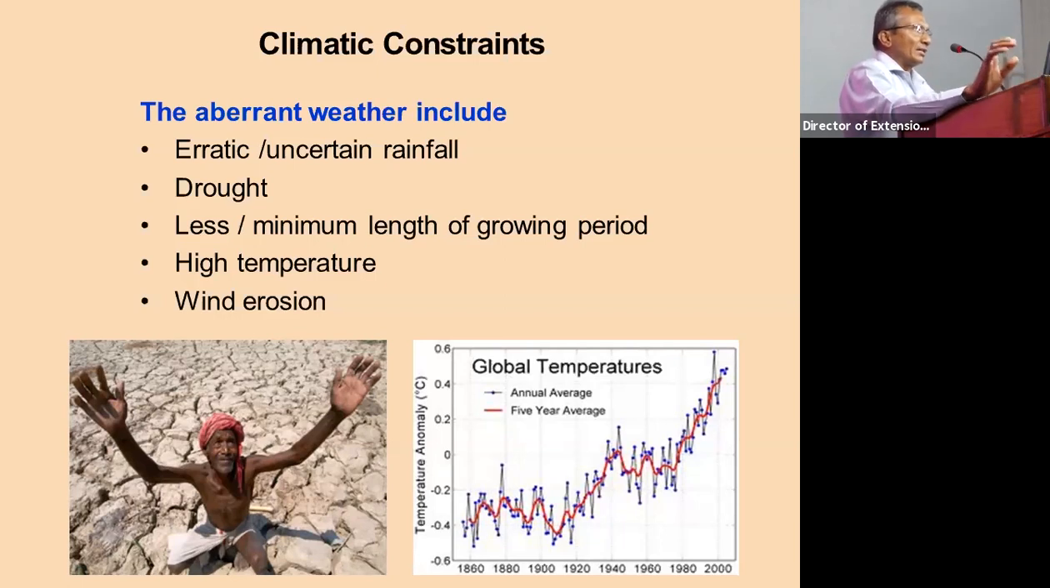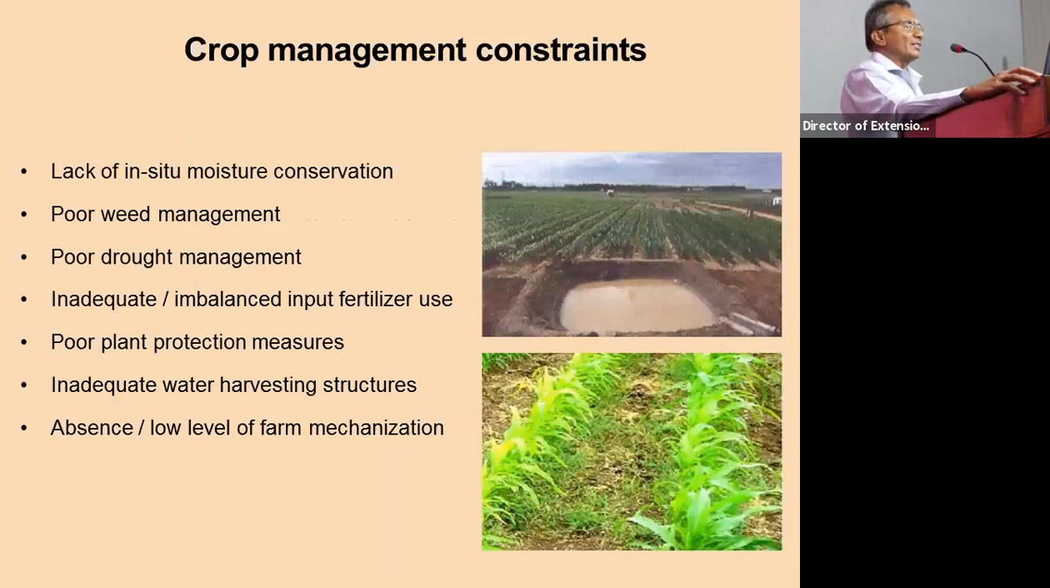So high temperature is another of the reasons, and wind erosion because of wind. So wind erosion, crop damage, and loss of properties also take place because of the climatic constraints. Crop management constraints, we also face this kind of situation.